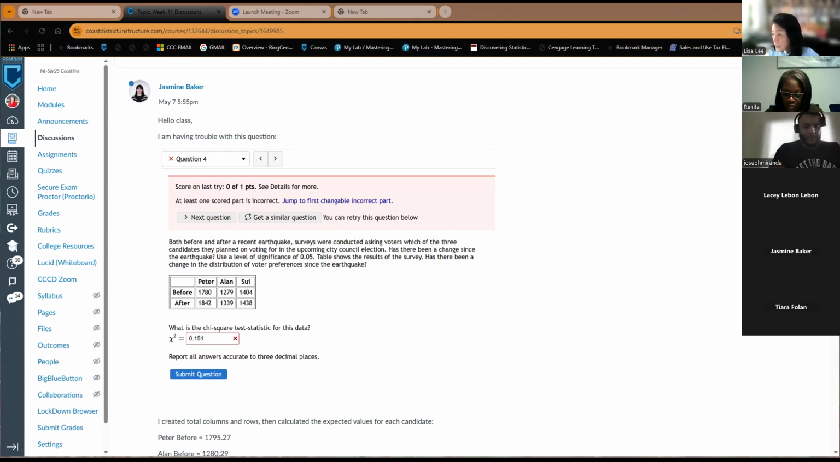So we need to enter all this data here, because this data is a survey of the voters of the 3 candidates. They plan on voting for the upcoming city council election, and this is the number before the earthquake, and after the earthquake. Looks like the number has changed, right? So we are going to see whether the voters really made a change because of the earthquake, before and after the election. So after you enter all the 1, 2, 3, 4, 5, 6 data into your calculator, you should have all these 3 numbers in, right?